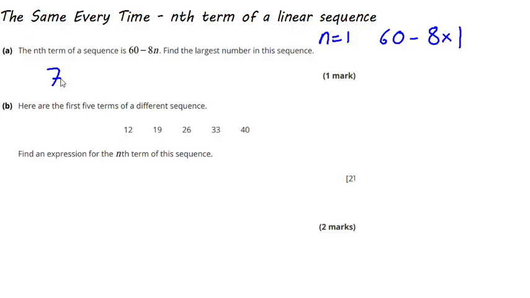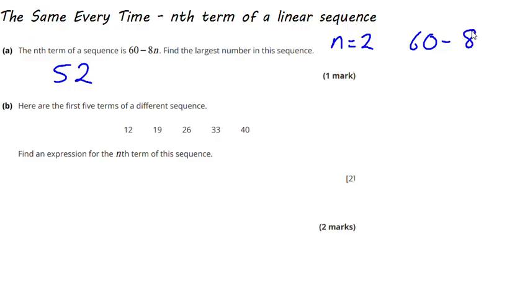So the first term of my formula is going to be 52. So 60 minus 8, that's going to give me 52. Now if I want the second term in my sequence, then I put n equals 2 into the formula. So I'm going to do 60 minus 8 times 2, so 60 minus 16, and that's going to give me, for my next term, 44.